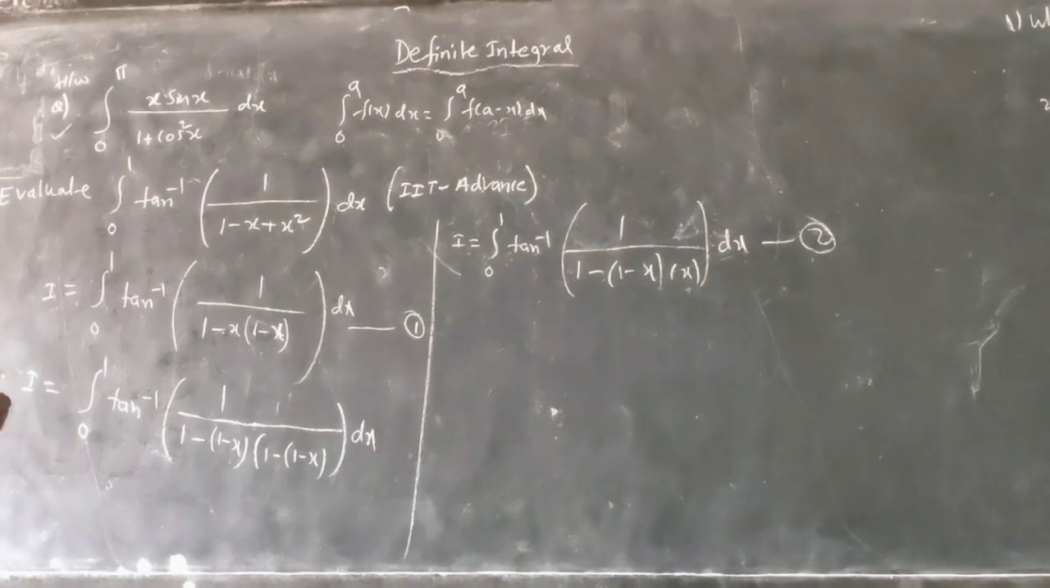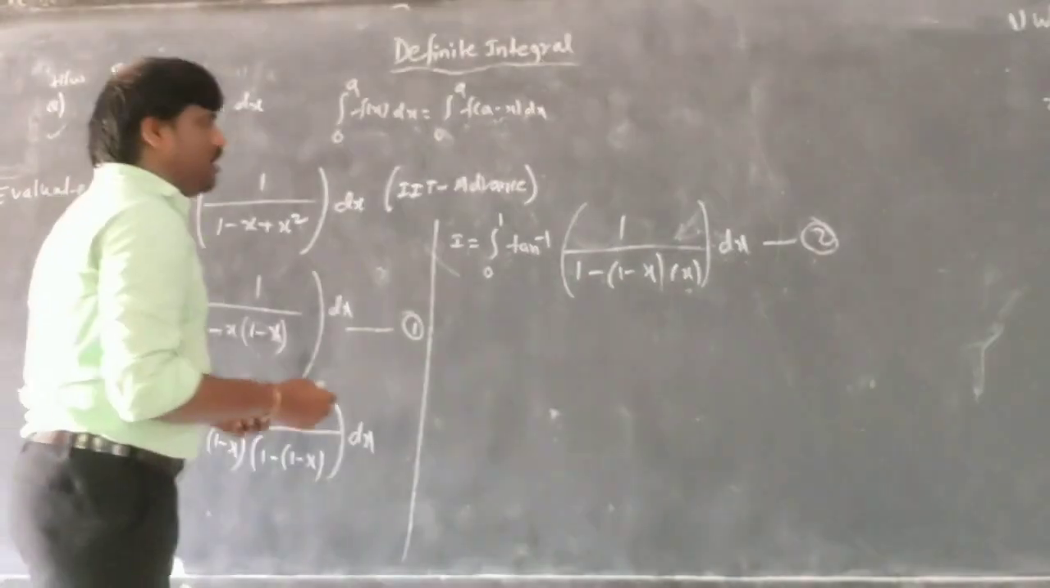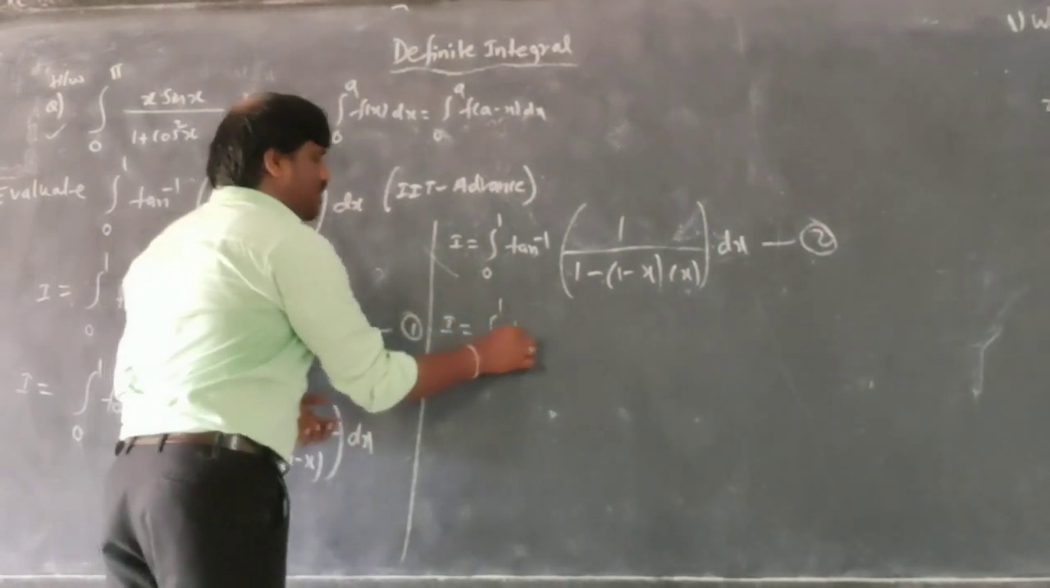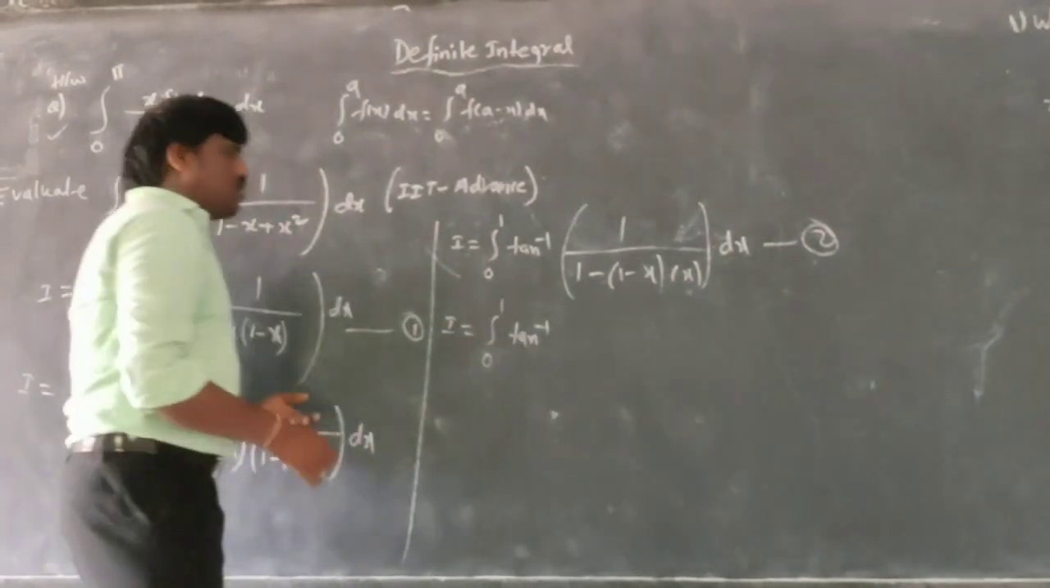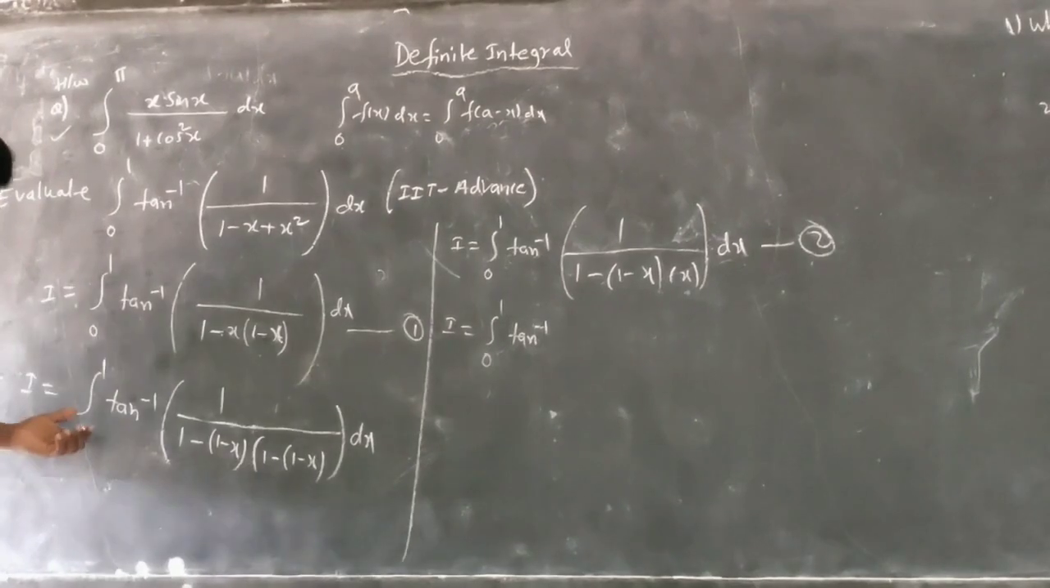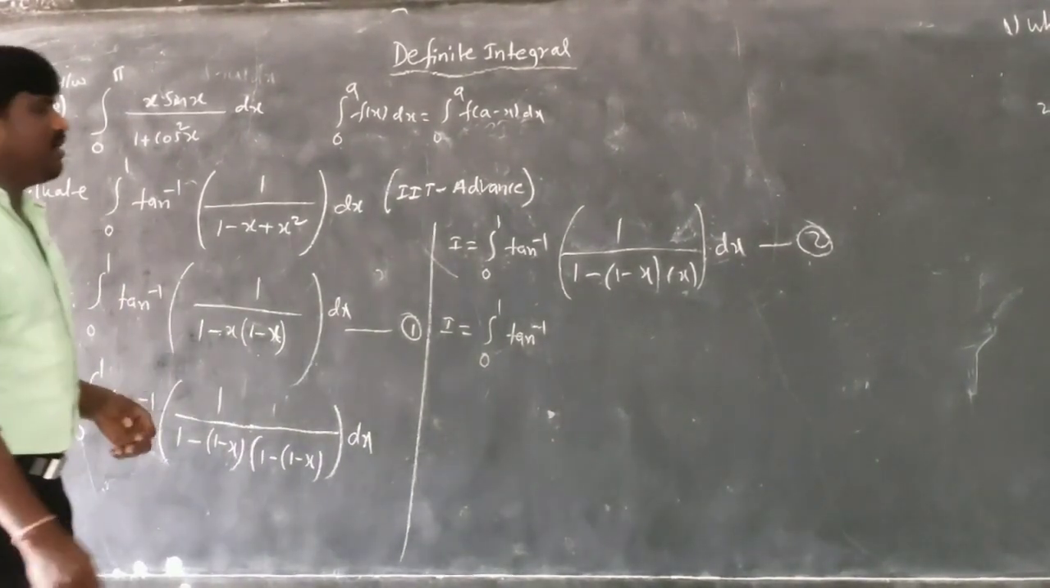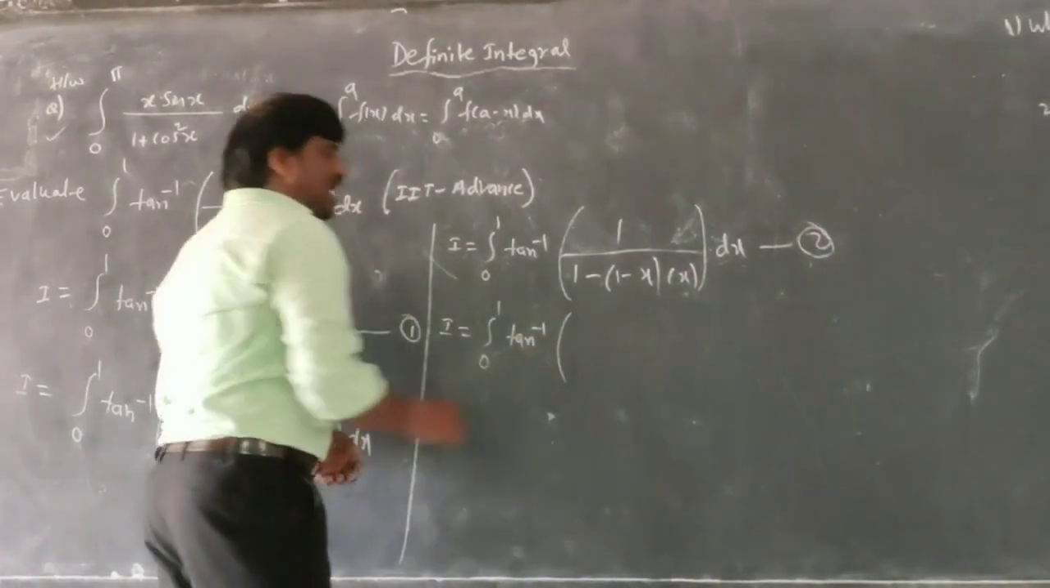So what do I do here? Some trick I have to apply here. Look at here, what trick I am going to use. Integration 0 to 1 tan inverse. So no use here. I applied the King's rule, but it is not useful here. So what I am doing here, integration. This is an advanced question.